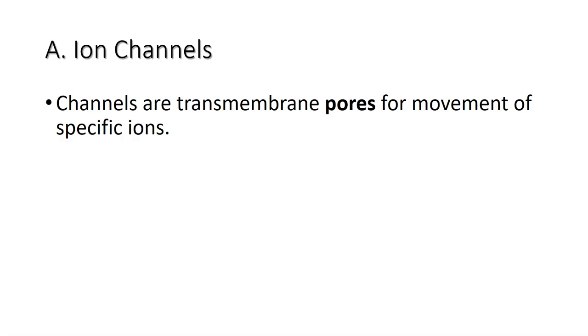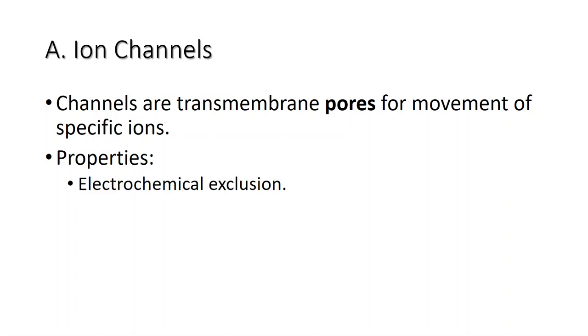Ion channels are pores that allow specific charged particles to cross the membrane in response to an existing concentration gradient. Some ion channels are selective for charge. These channels allow cations, particularly sodium, potassium, and calcium, to cross the membrane but exclude anions. This is called electrochemical exclusion, meaning that the chemical pore is charge specific.